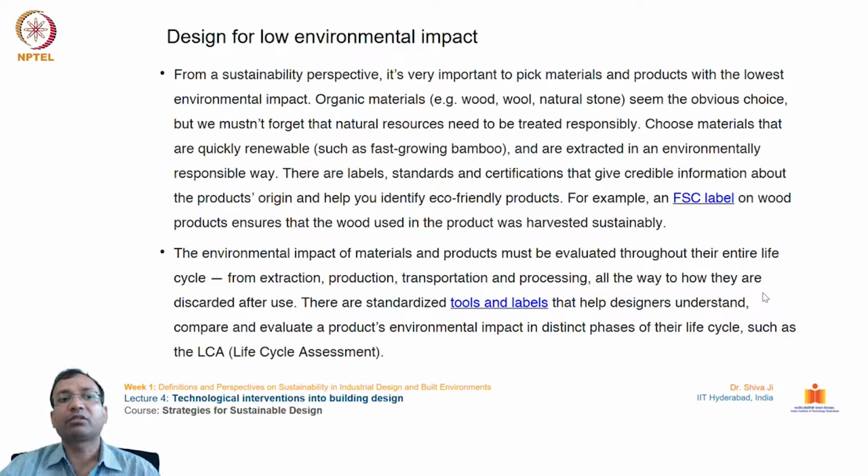The environmental impact of materials and products must be evaluated throughout the entire life cycle, from extraction, production, transportation, and processing, all the way to how they are discarded after their use. There are standard tools and labels that help designers understand, compare and evaluate a product's environmental impact in distinct phases of their life cycle, such as the LCA. So LCA is one of the tools where we can analyze a particular product or material, and how it was used in this particular product.